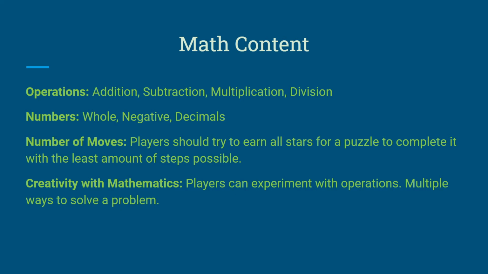Each time a player completes a level, it is helpful for them to note how many stars they received as well as how many steps it took them to reach the desired target number. Players should try to earn all stars for a puzzle to complete it with the least amount of steps possible. This aspect of the game makes Bad Calculators appear more like a game than a random math problem to players.